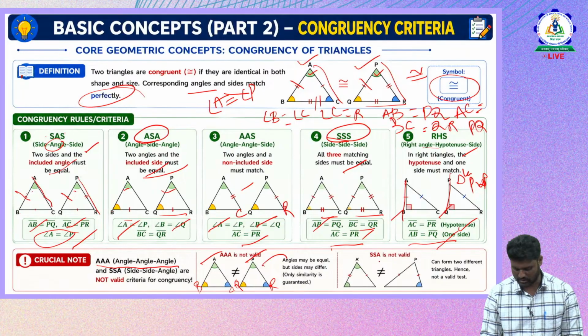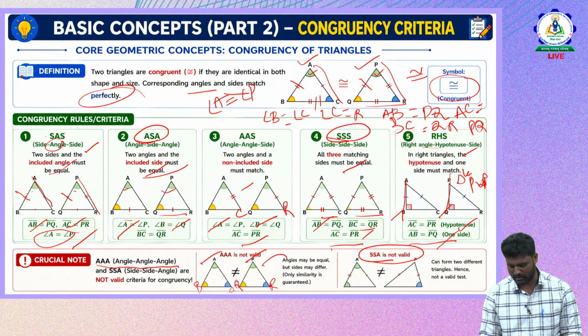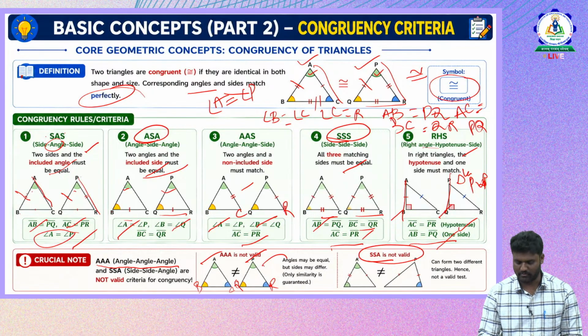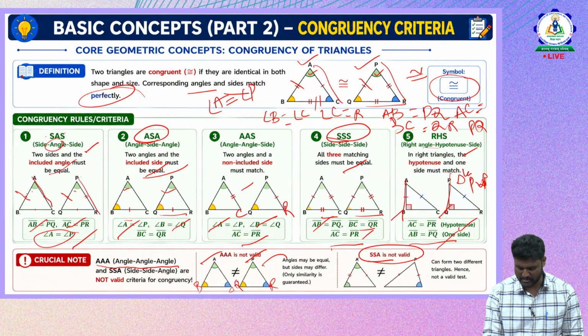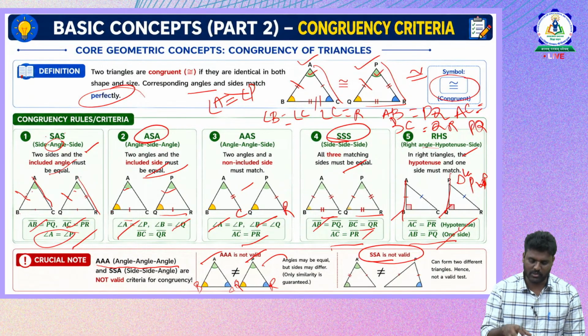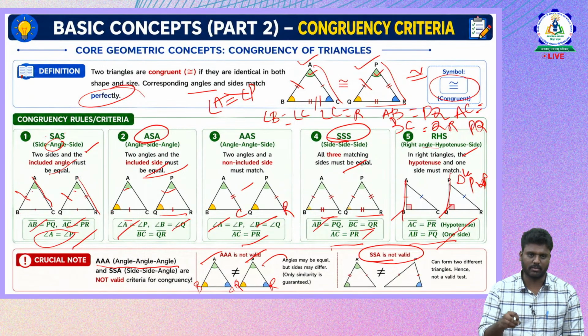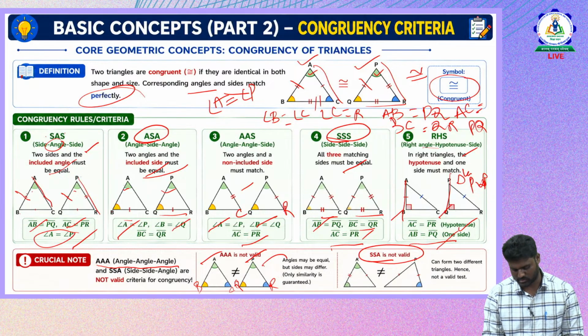Another condition is ASS, where we have two sides and one angle. Based on this we cannot verify that these two triangles are congruent triangles. Only based on this property, we should further check the sides also. So these are the basic concepts which you have to remember. Most of the questions will be asked from the Pythagoras and Pythagorean triplets, congruence, the criteria of congruence, the definition of congruence and the congruence rules.